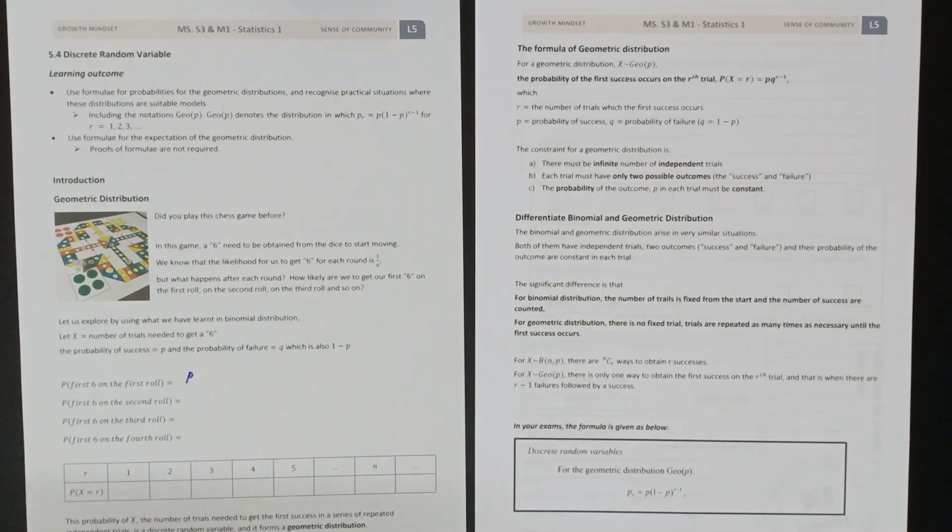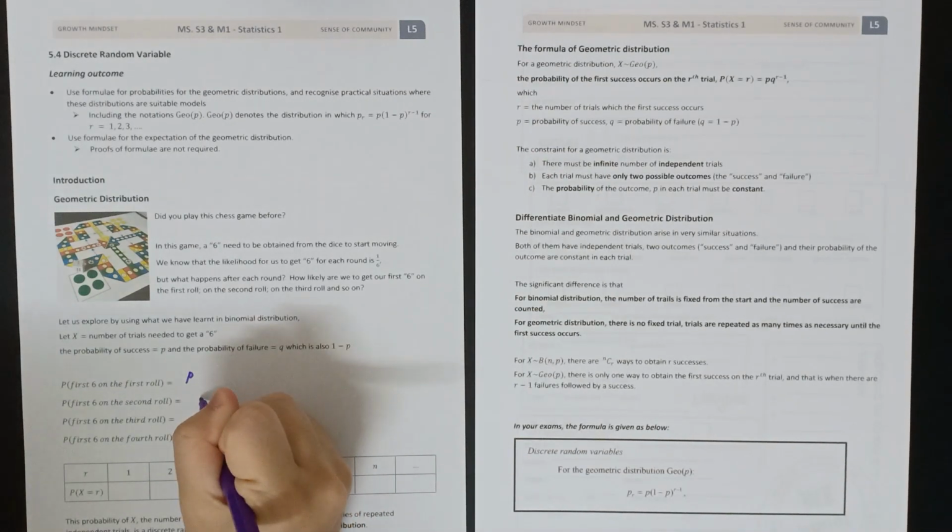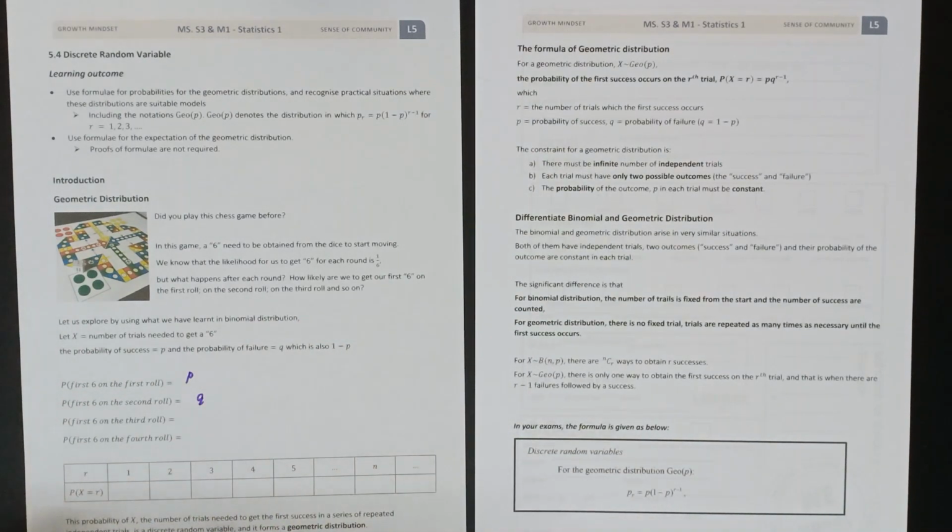Okay, so what is the probability for me to get the first 6 on my second roll? Meaning that the first time you didn't get a 6, you get your first 6 on the second roll. So the first time is basically a failure, correct? In real probability, that will be 5/6, meaning the first time you fail to get a 6. Then, your second time you succeed, correct? So that is what it means by first 6 on the second roll.